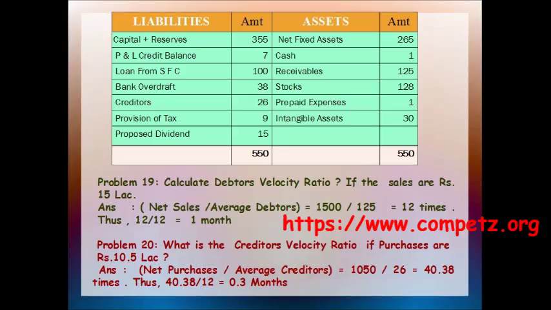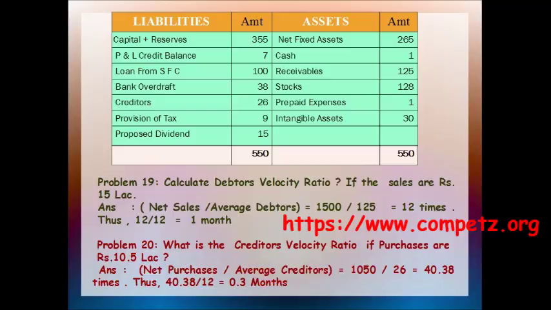Now friends, the next ratio we will see on the debtors ratio, that is your debtors velocity ratio. We will just read out the liabilities and assets side. It's the same problem, friends, so I am not reading the liabilities and assets side. You can have a look in the slide itself. I will just start with the problem.